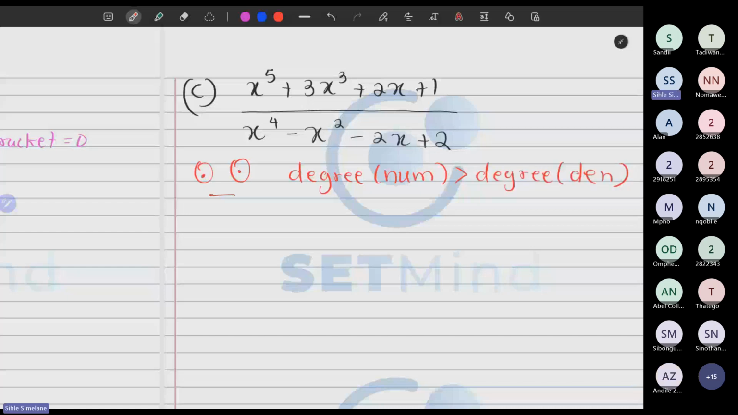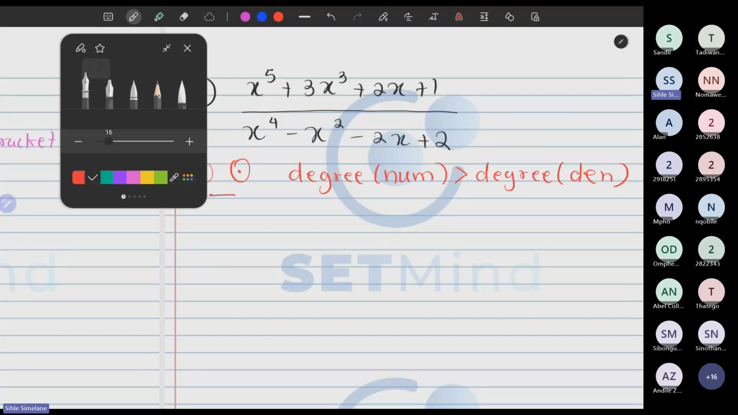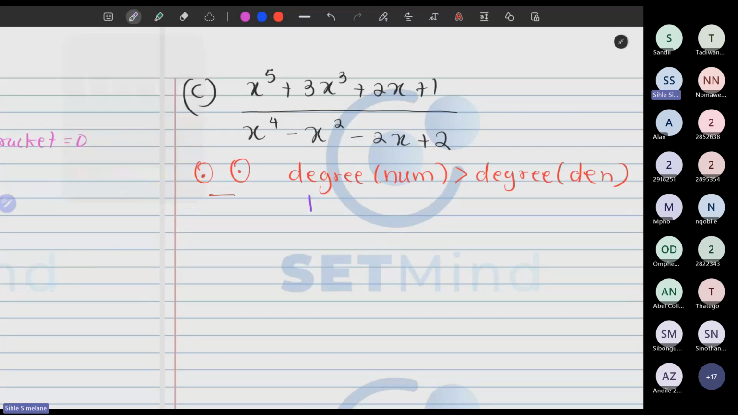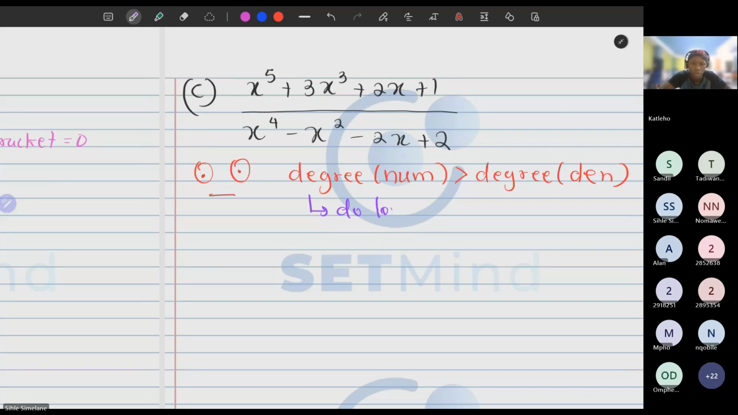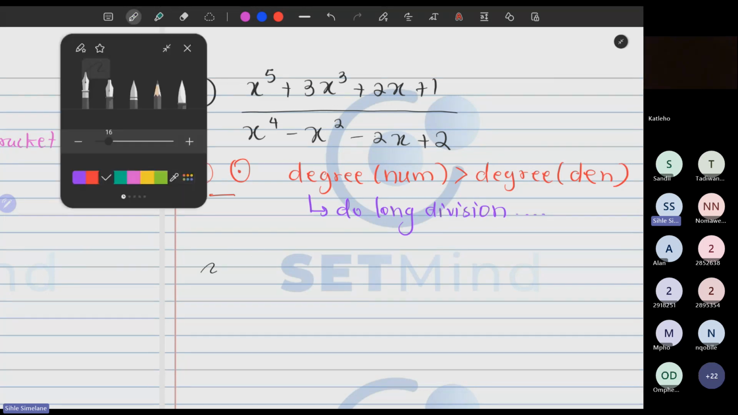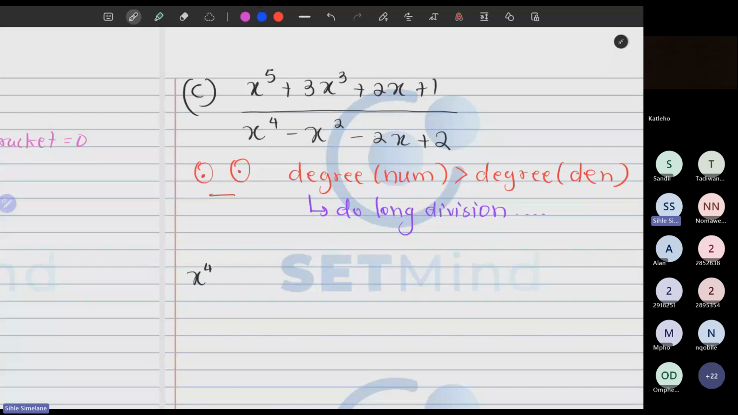And then when we have such a case, the first thing we should do is do long division. We should do long division here. That's the thing we should do. So let's go ahead and do long division. So long division, we have x to the 4 minus x squared minus 2x plus 2.